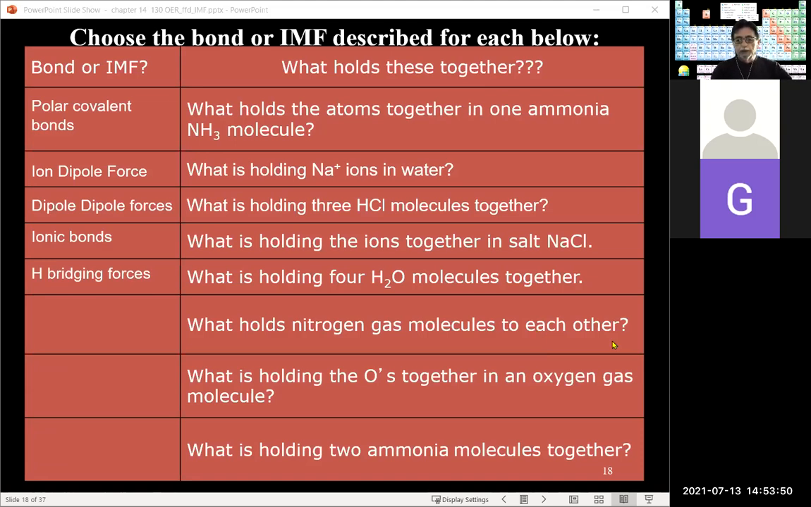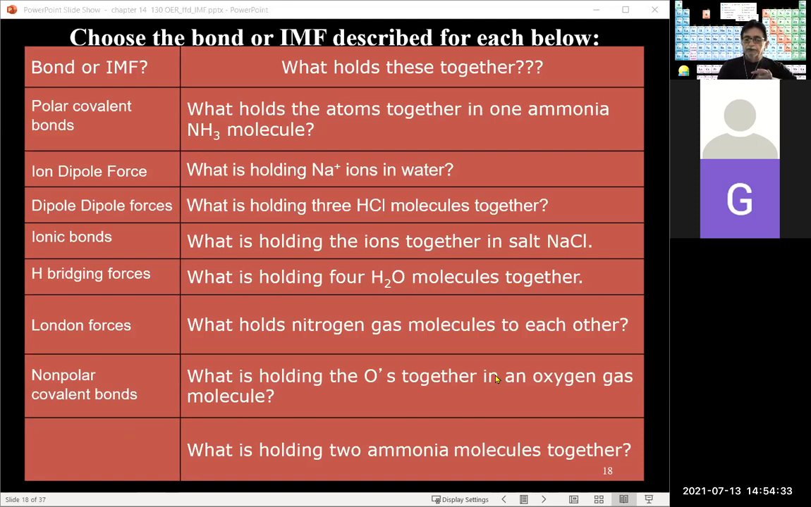What is holding nitrogen gas molecules to each other? We're talking about molecules and other molecules, so it's intermolecular forces. What do we know about nitrogen? Nitrogen is nonpolar, therefore London forces. What is holding the oxygens together in an oxygen gas molecule? Again, we're talking about intramolecular forces within the molecule, so we're dealing with non-polar covalent bonds.